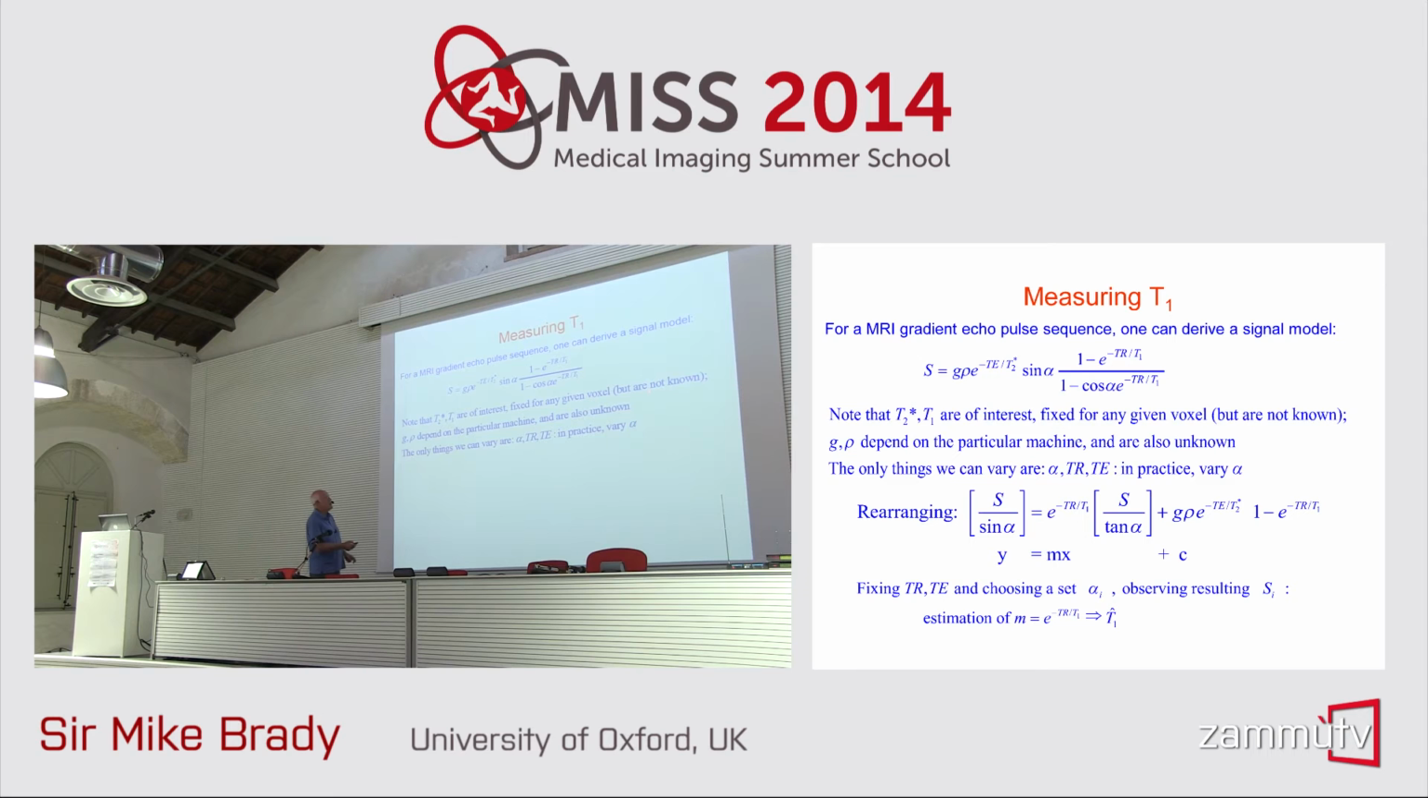These things here depend on the machine, right? But we don't know them. The only things that we can vary are the flip angle, TE, and TR. In practice, we vary alpha, although other people have done others. In practice, you can vary alpha. Now, why can you do that?